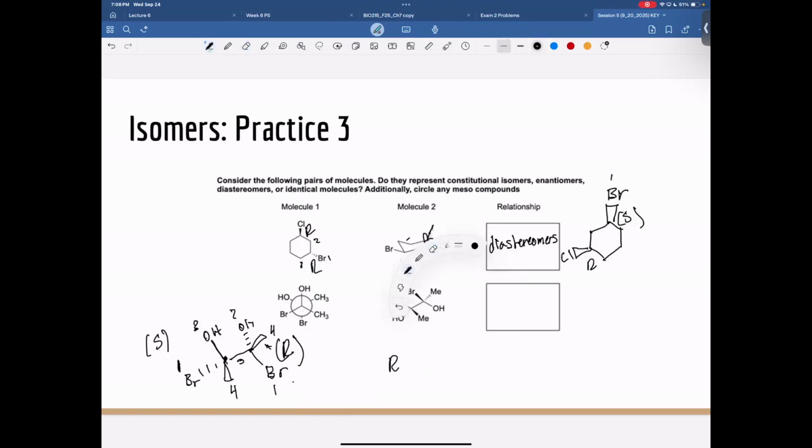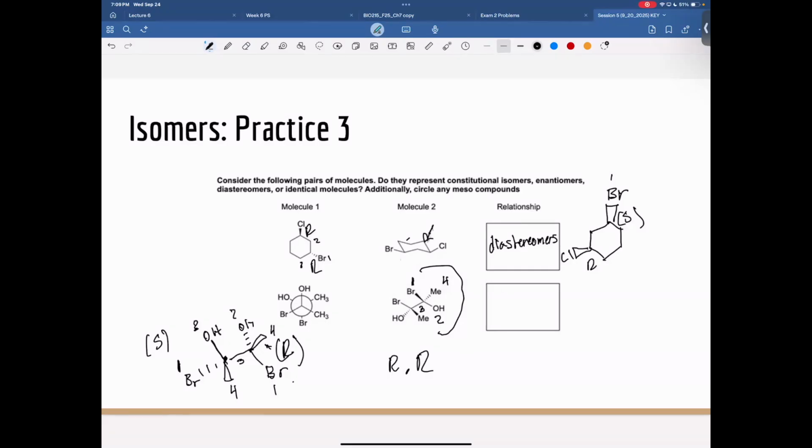And then for this second one, we have Br 1, we have that OH 2, this is our 3, and that's our 4. So we go this way, that's R, and it becomes S. So we have R and S. So R, yeah, R, because the methyl is in the back. Oh, my mistake. The lowest priority group is already on the dash, so we just keep it the way it is. So that stays as R.